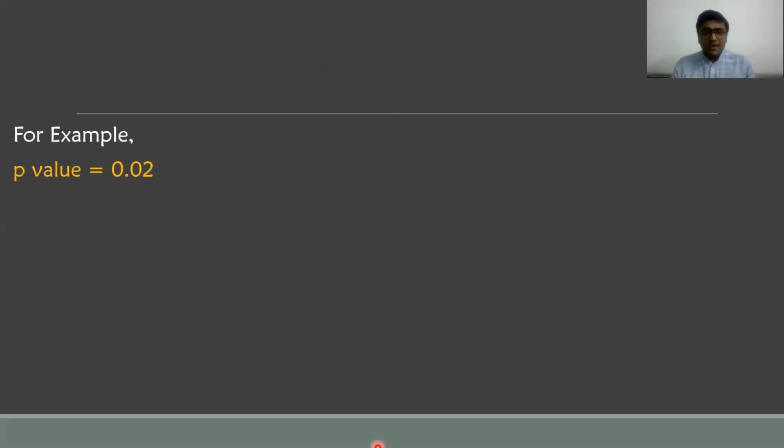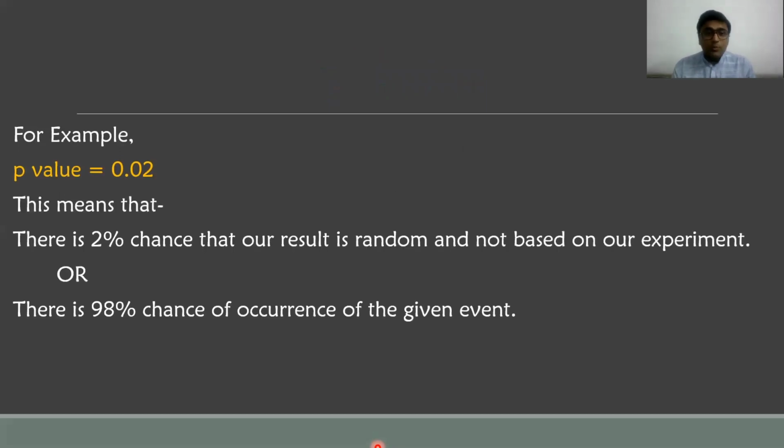For example, p-value is equal to 0.02. Now this means that there is 2% chance that our result is random and not based on our experiment, or there is 98% chance of occurrence of the given event. We collect the sample randomly. The p-value 0.02 shows that there is 2% chance that our result is because of the randomness in our sample and not because of the occurrence of the event.